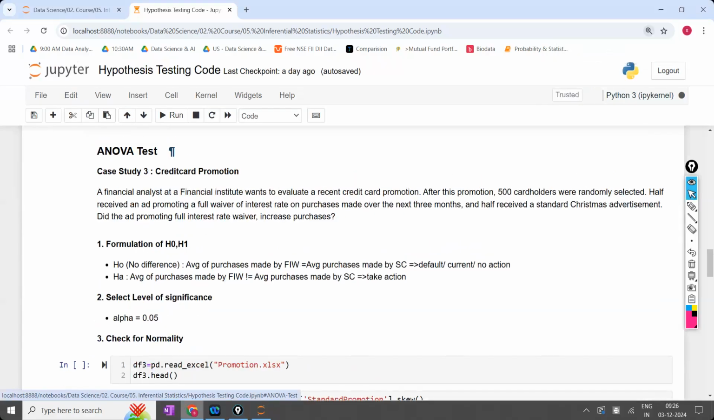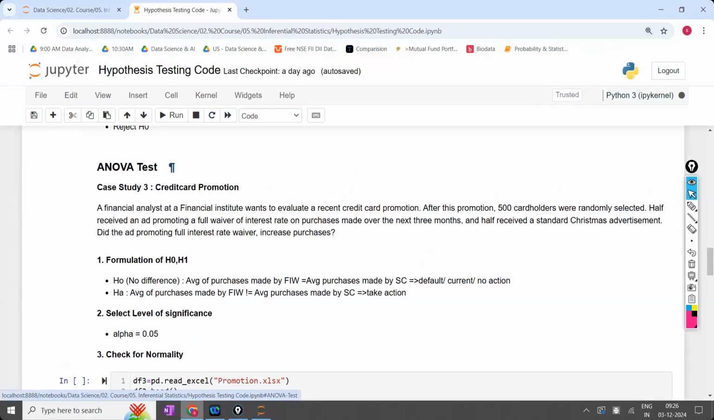So what does the ANOVA test mean? We are doing a comparison of more than one column. Now, a financial analyst at a financial institute wants to evaluate a recent credit card promotion. After this promotion, 500 cardholders are selected randomly.